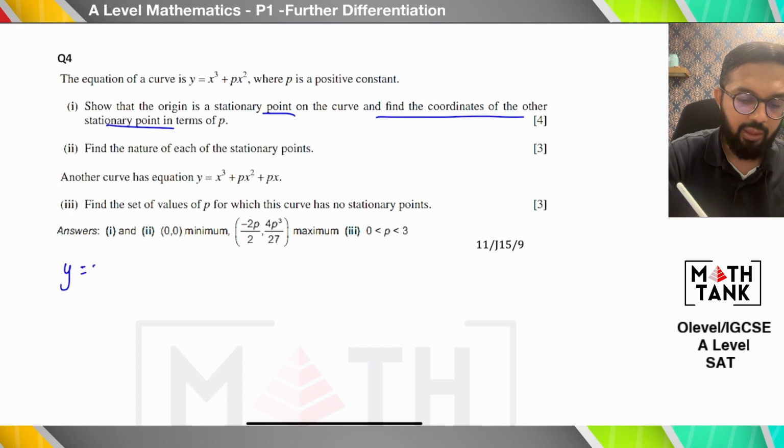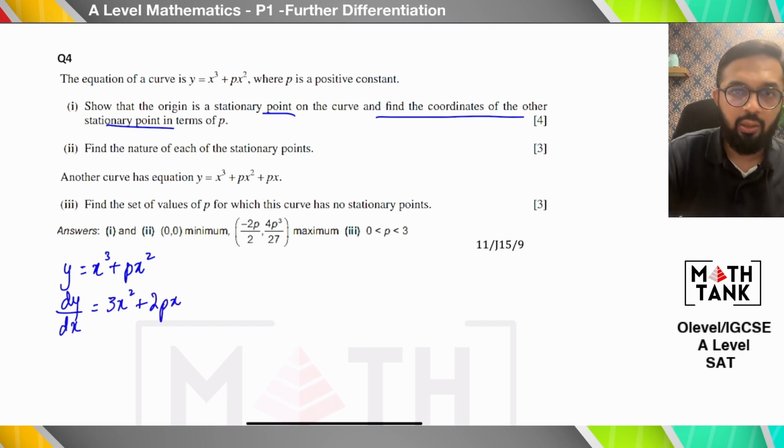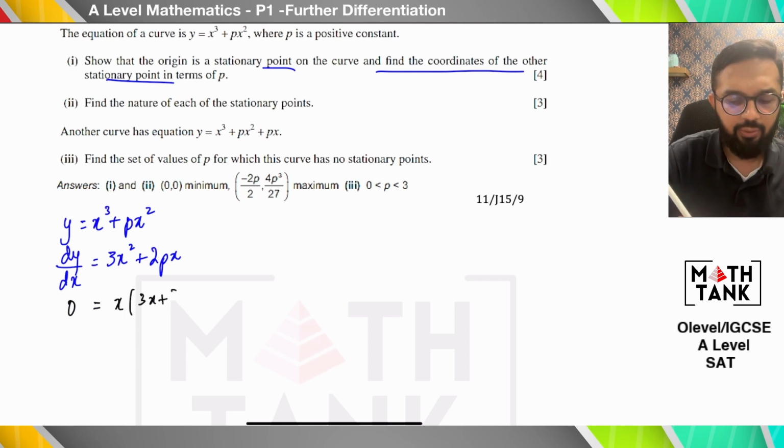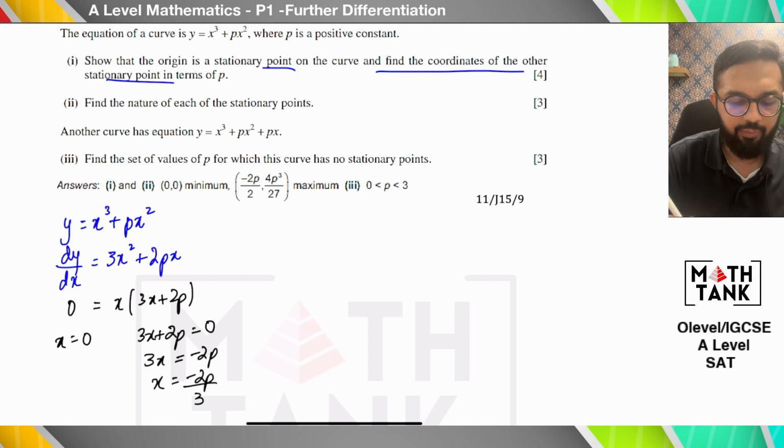So y equals x cubed plus px squared, dy over dx equals 3x squared plus 2px. Now find the other coordinates in terms of p. So I have to equate this to 0. I take an x common: x times 3x plus 2p. So either x equals 0 or 3x plus 2p equals 0. 3x equals minus 2p. x equals minus 2p over 3. That's part 1.